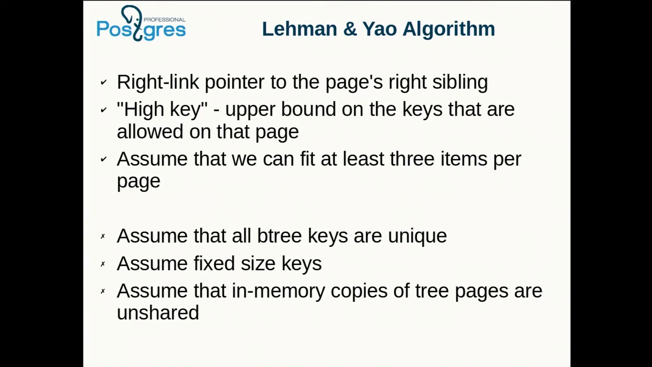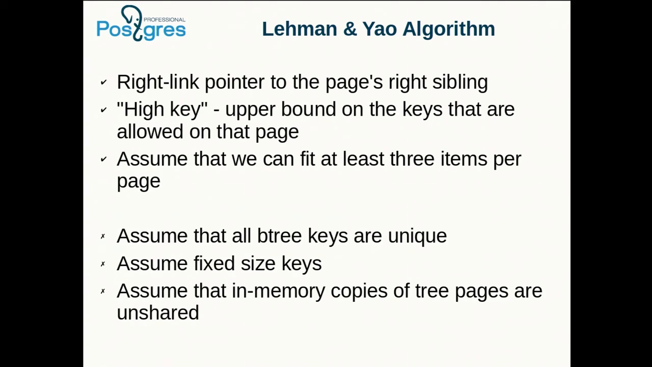The current PostgreSQL B-tree implementation is based on the Lehman and Yao high-concurrency B-tree algorithm. It has different additions to the classic B-tree algorithm. The first one is that it adds a right link pointer to the page's right sibling. It's used to do a forward index scan, when we follow this link to read the next page. It's also critical for recovery of concurrent page splits and deletions, and there are a lot of complicated locking considerations here. Another thing is a high key, which is added to each page. It is an upper bound of the keys that are allowed on this page.